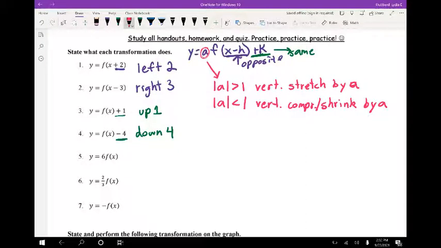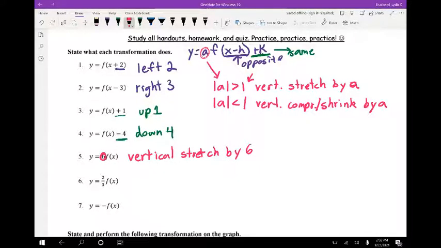So for number 5, a in this case is 6. 6 is greater than 1, so we would say this is a vertical stretch by 6.